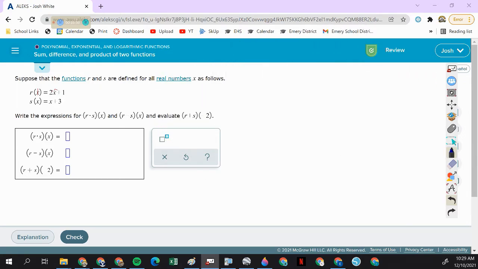All right, the next one says, build the r plus s function and then plug in negative 2. But we actually don't have to build the function. I could just plug negative 2 in there and then plug negative 2 in there. So 2 times negative 2 is negative 4 plus 1 is negative 3. And then negative 2 plus 3 is 1. And then add those two together because that's what the instructions say. So negative 3 plus 1 is negative 2. Okay, it will get harder, but not today.